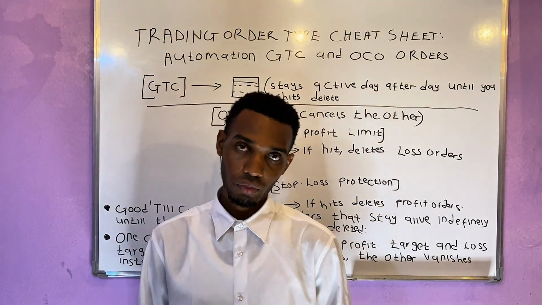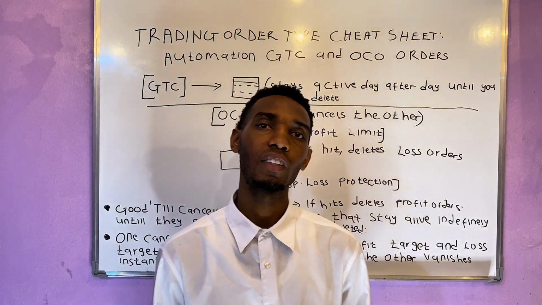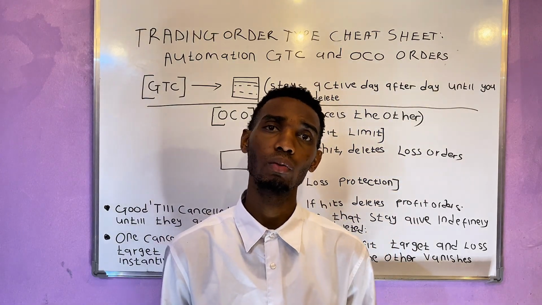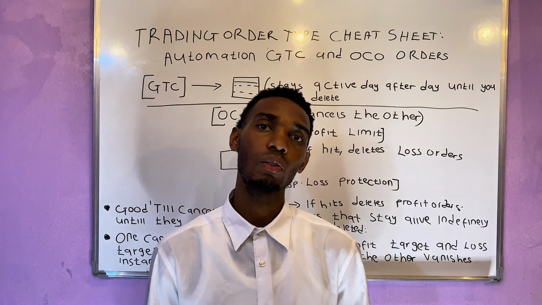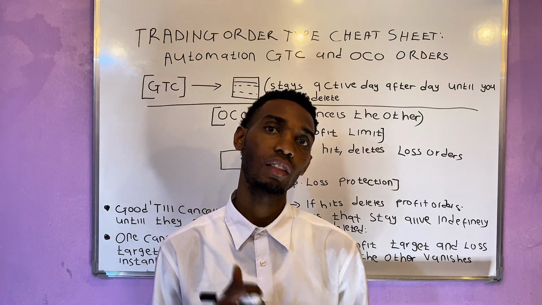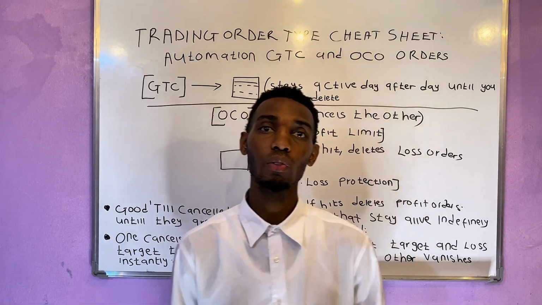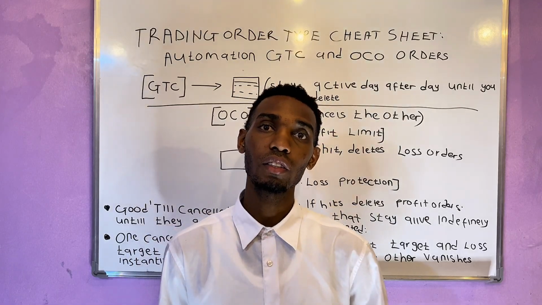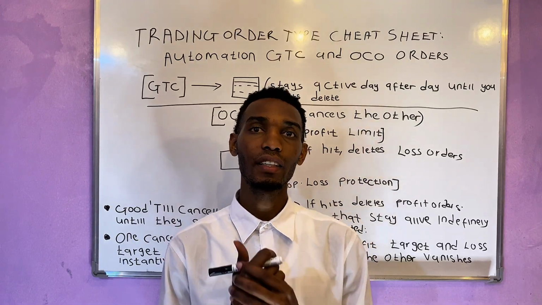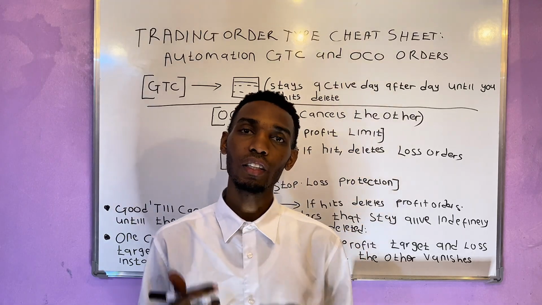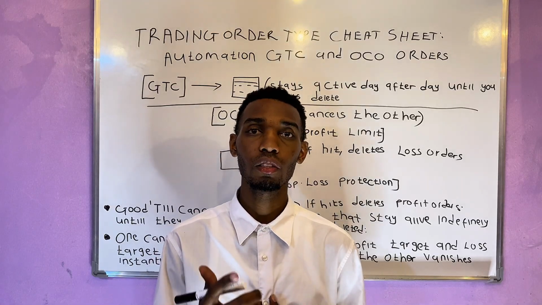Finally, let's look at how we can automate our trading so we don't have to stare at the screen all day. A good till cancelled order, that is the GTC, is simply an instruction that tells your broker to keep this order open until told otherwise. It won't disappear when the market closes today.